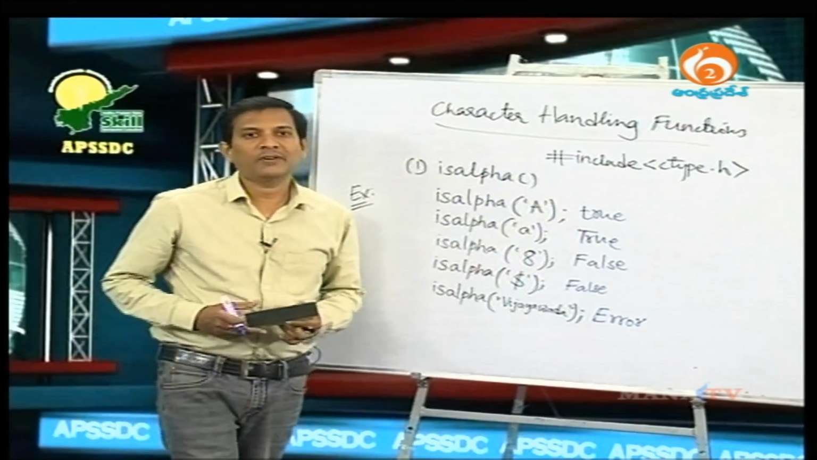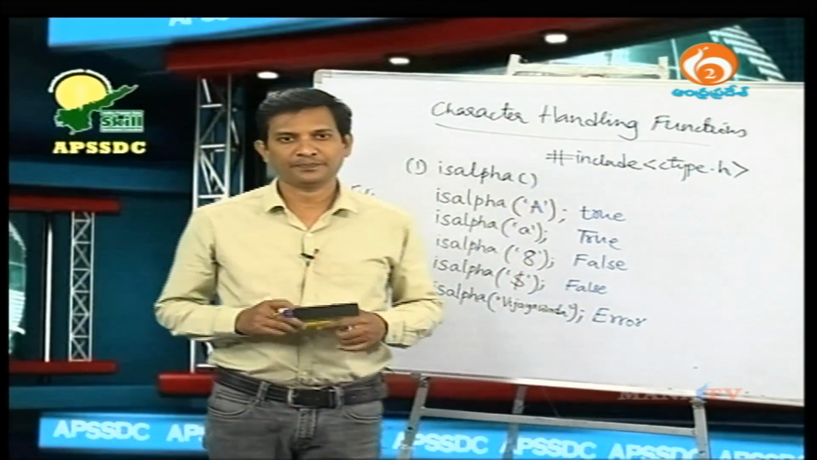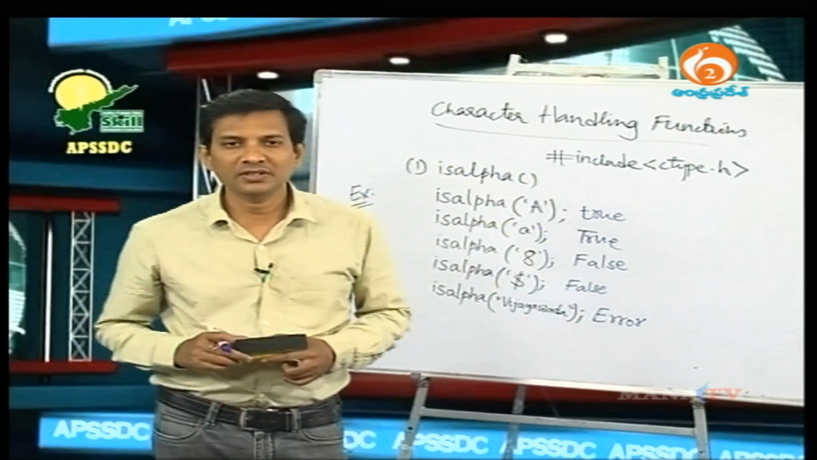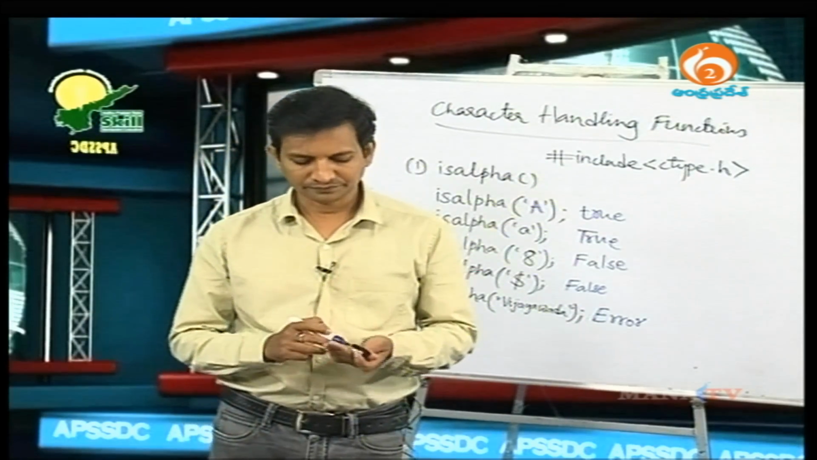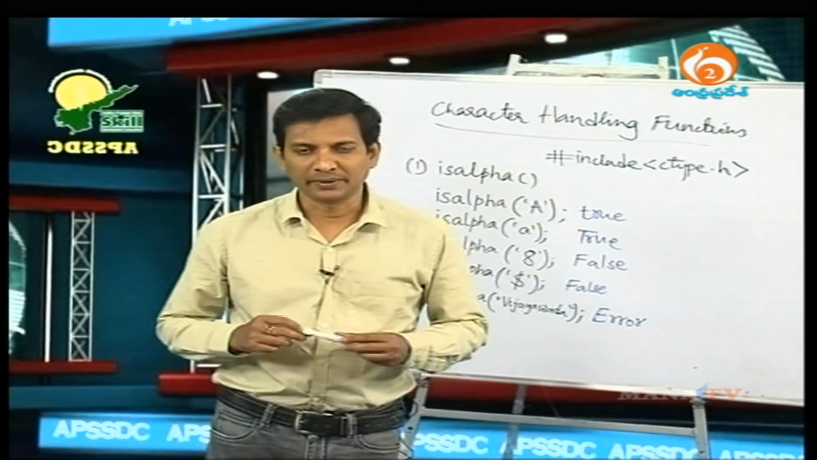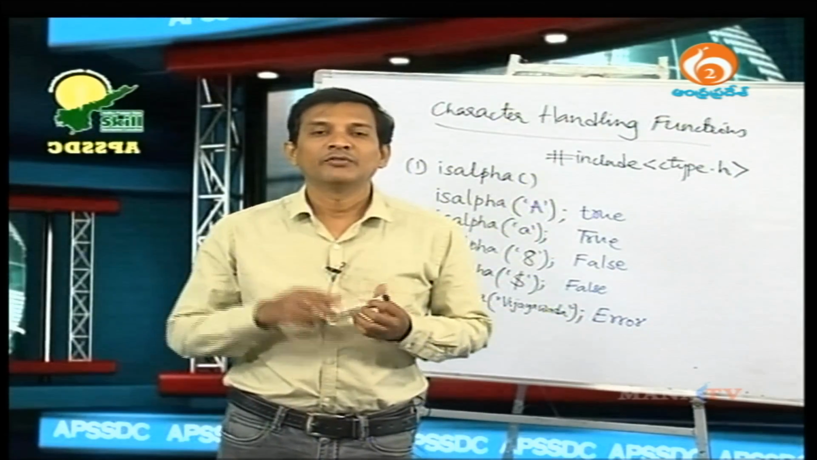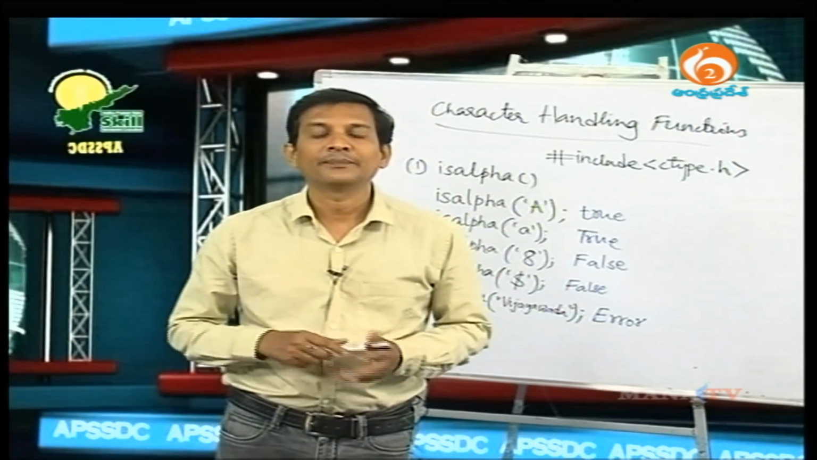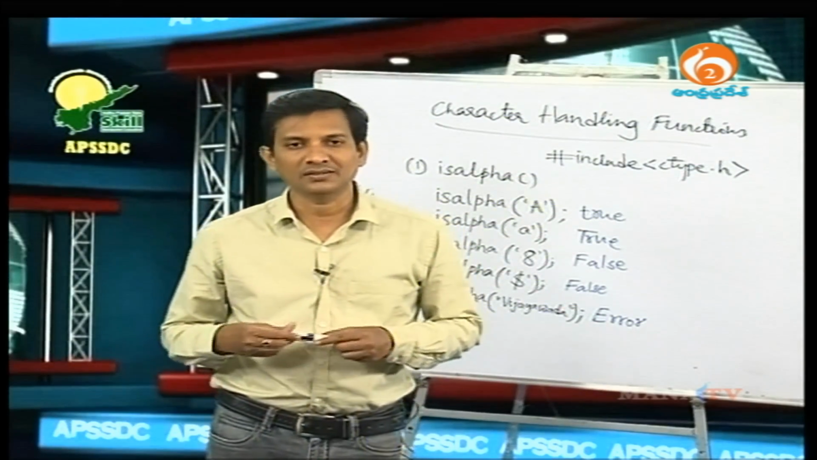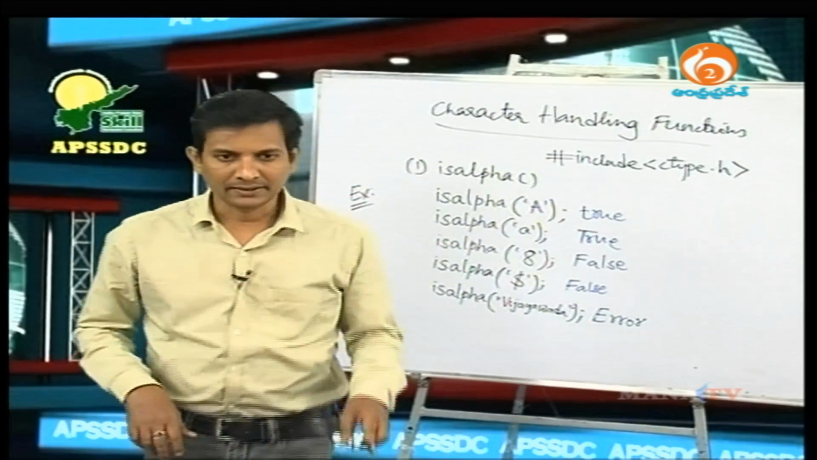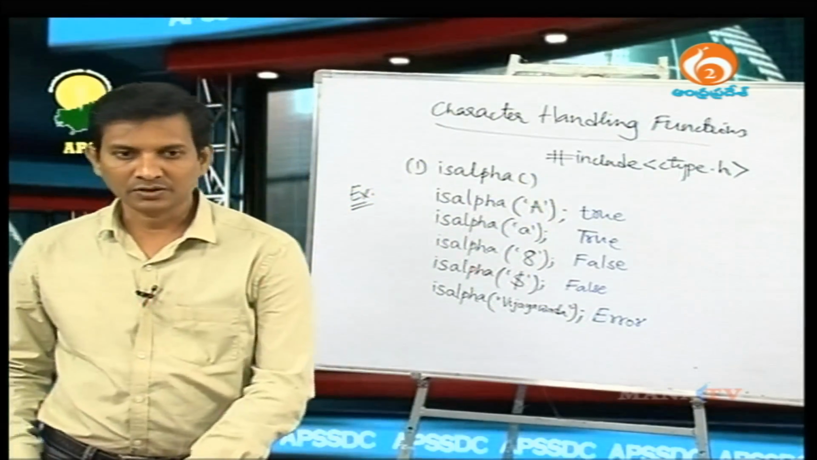Now you tell me, what is the definition of isalpha? isalpha is a predefined function which returns true in case it is an alphabet, false otherwise. That is the definition of isalpha. Okay, I will write here the definition of isalpha.